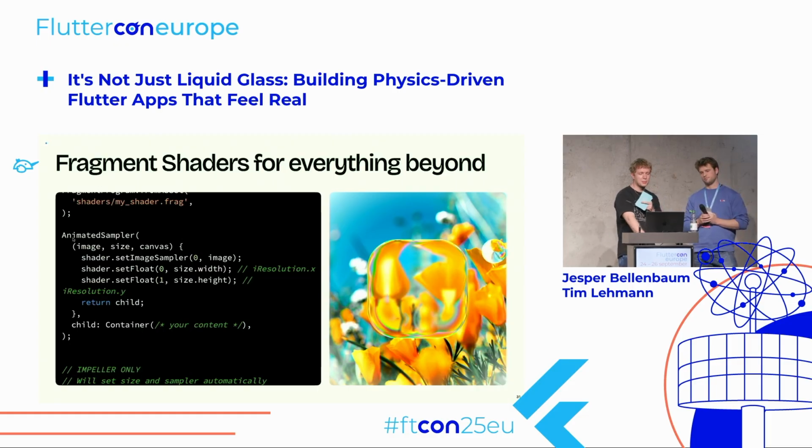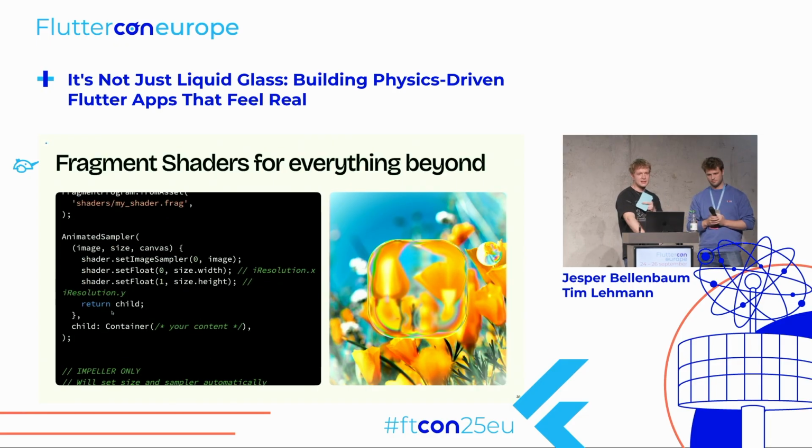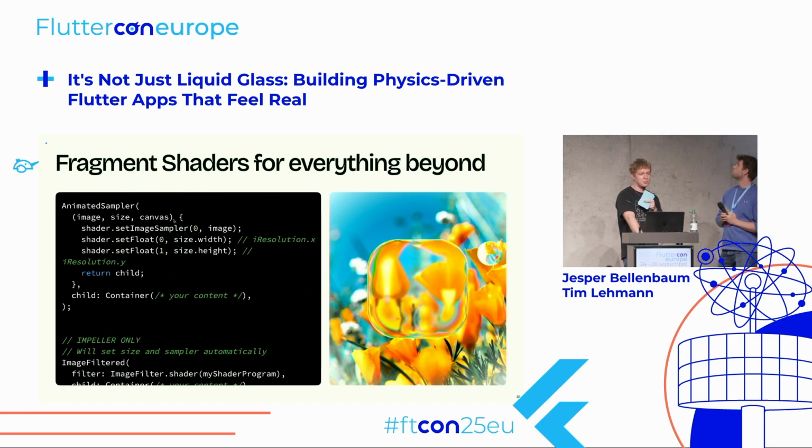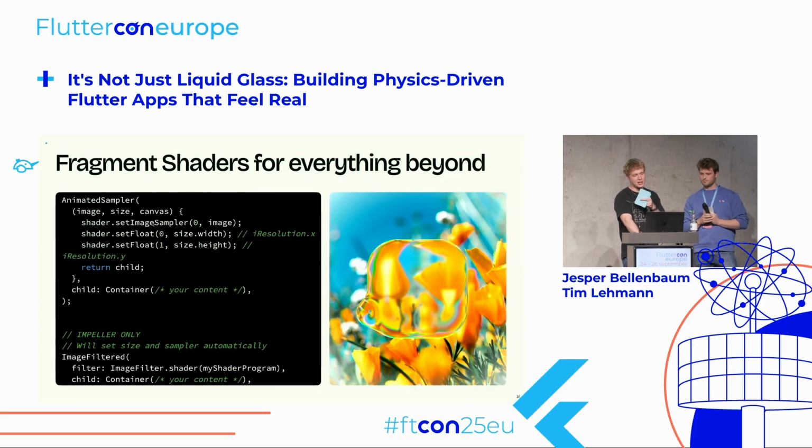It's an animated sampler that comes from the Flutter shaders package. What that does is it basically takes a screenshot, so to say, of your child every frame, and then you get access to that screenshot in a callback, and you can pass it into your shader and paint it on the canvas. This is actually wrong, I'm sorry. We would paint this shader onto the canvas instead of returning a child.